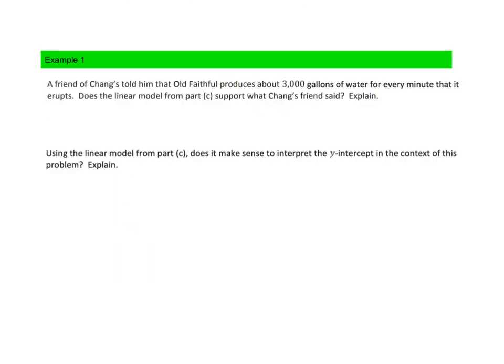All right, we're now going to use that linear equation we came up with to answer some questions. So I'm just going to rewrite it at the top here. It was y equals 1,566.7 x plus 1,351. Okay. It says a friend of Chang's told him that Old Faithful produces about 3,000 gallons of water for every minute that it erupts. Does the linear model from part C support what Chang's friend said?